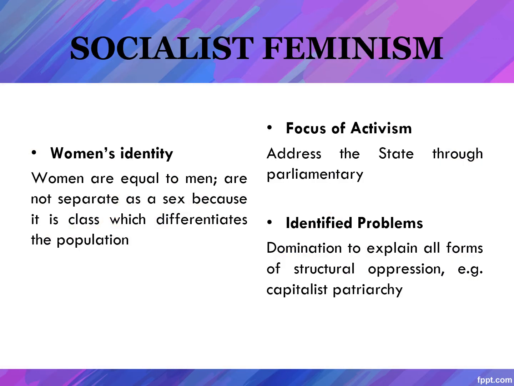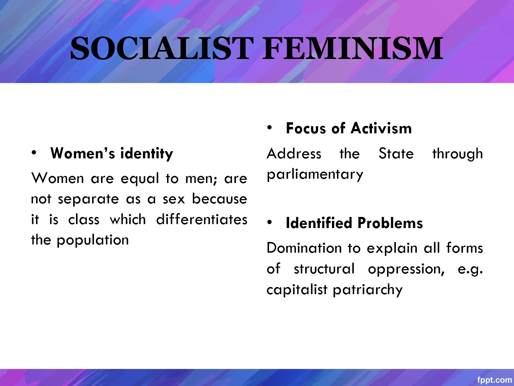In summary, what can we say about socialist feminism? The identity of women here is similar to the Marxists because they also view that women are equal to men and they are not separate as a sex because it is the class which differentiates the population.